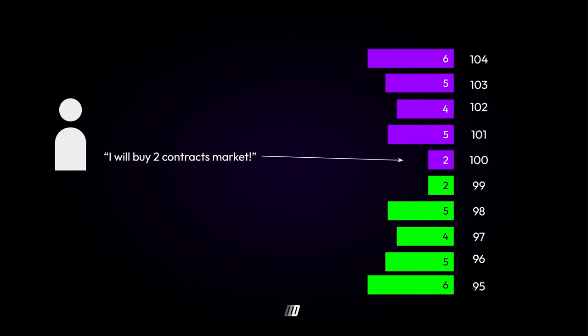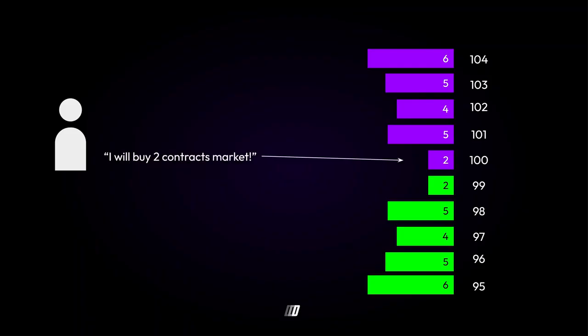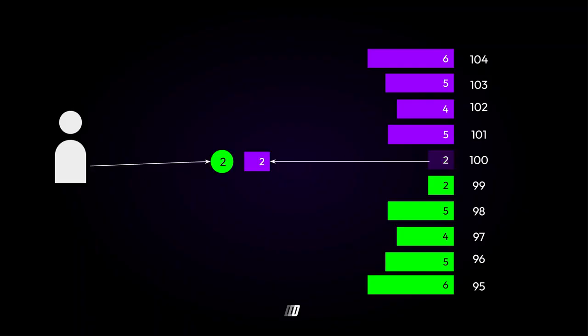So the bidder comes and says, hey, I will buy 2 contracts, market. And he will get filled by being a market taker, as we define it, an aggressive buyer. So he says, I will buy 2 contracts, market. Those 2 contracts that were present here will go all the way here and get matched with his 2 buy contracts. So 2 buy, 2 sell, they're matched. It's a match. And who did the matching is the matching algorithm, the CME, the exchange.